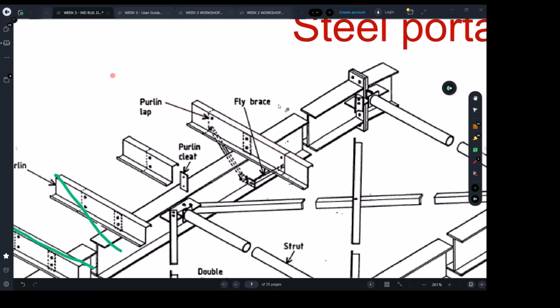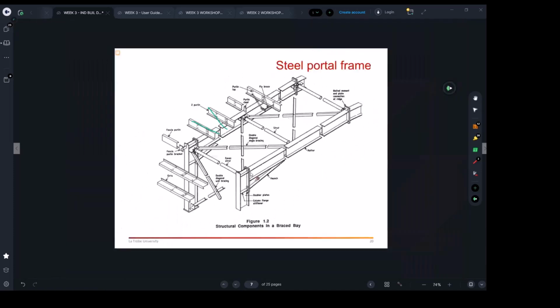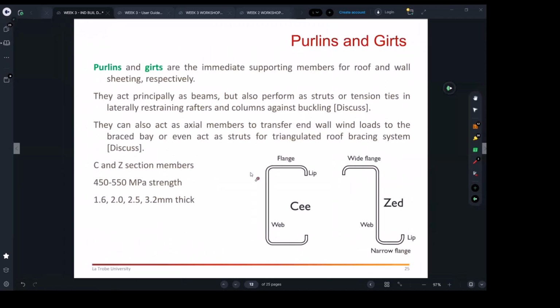So number one, it supports the sheets. Number two, it is restraining the roof rafters. So that's really the thinking we're talking about. So, we talked about the two famous shapes, C and Z. Usually Z is much stronger. The Z one is stronger, and it just depends on which string. Sometimes it's the look, sometimes there are other service considerations we will talk about.